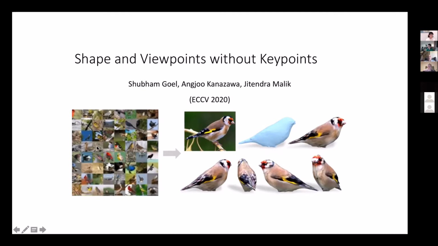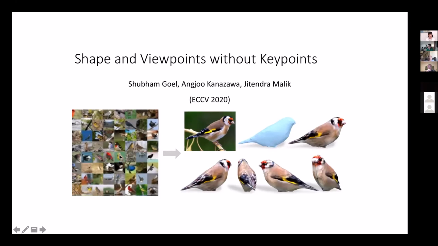Here what we were looking at were photographs of birds. So lots of photographs of different birds. And from that, we are trying to build some kind of a generic 3D model of a bird, as well as a texture map. And then we develop the ability that even from a single image of a bird, we can 3Dify it.